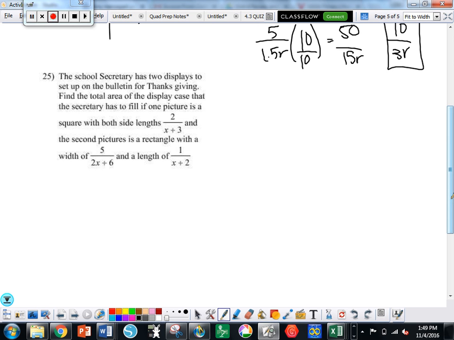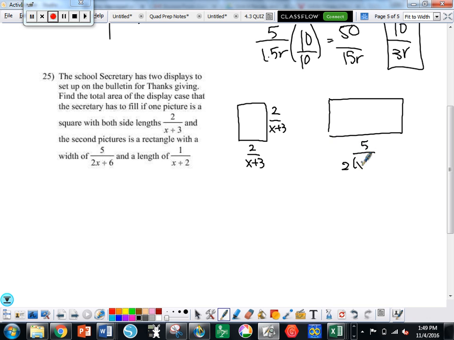The school secretary has 2 displays to set up on the bulletin for Thanksgiving. Find the total area of the display case that the secretary has to fill if one picture is a square with side length 2x plus 3. The other is a rectangle with a width of 5. I'm going to call this 2x plus 3. Is that okay? Kind of factor it out as I go. 1 over x plus 2. So if I want to find the what?